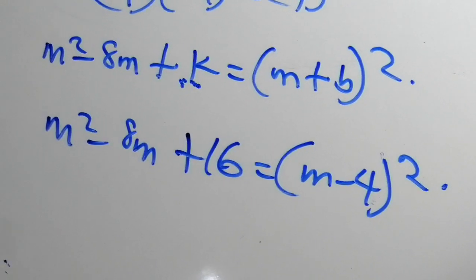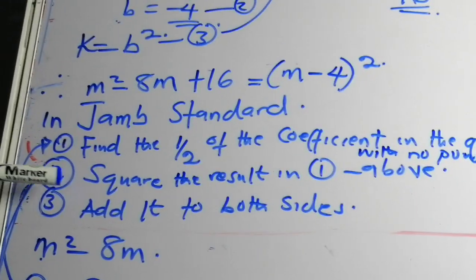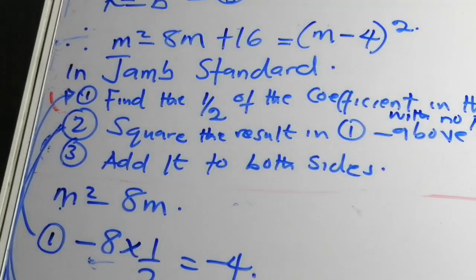So don't forget these three methods: find the half of the coefficient of m with no power, square the result, and add it to both sides. So it's very, very simple.